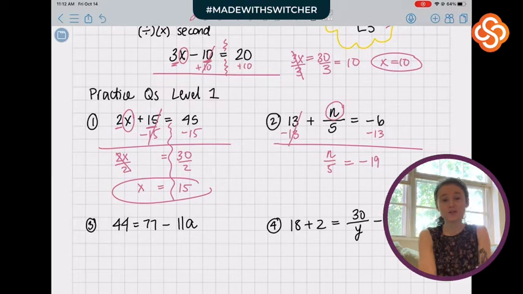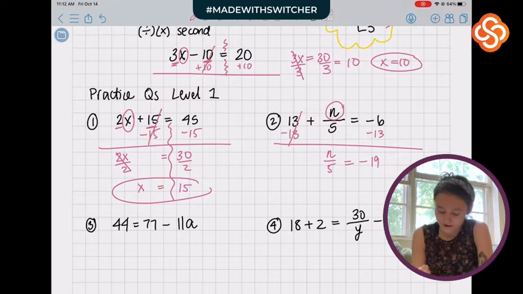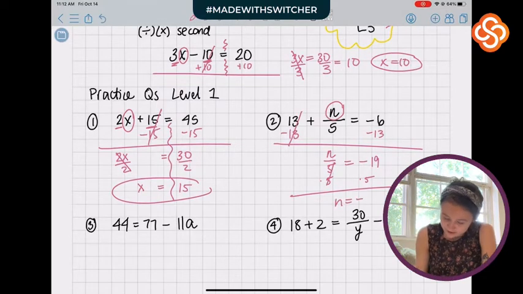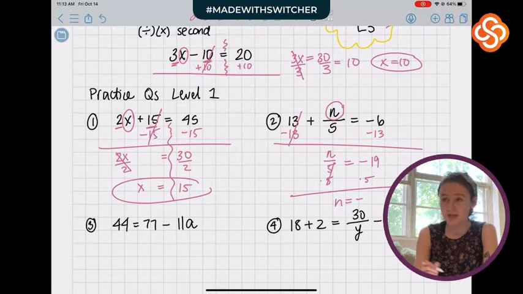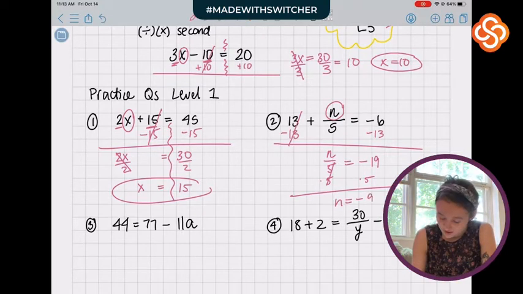Okay, so I'm trying to get the n by itself. N divided by 5. What's the opposite of dividing by 5? Multiply by 5. And I get n is equal to negative 19 times 5. So 20 times 5 is 100. If I only have 19 times 5, I need to subtract 5. So it'll be negative 95 is my n value.